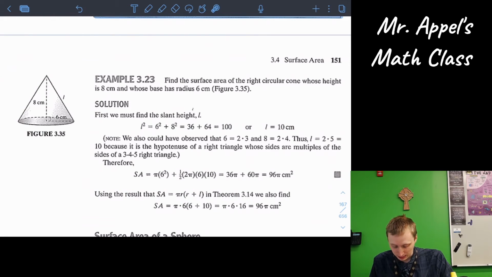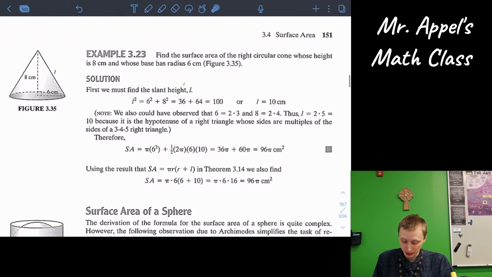which means L is 10. We could also observe that 6 is 2 times 3, 8 is 2 times 4, hey, 3 and 4. Thus, L must be 2 times 5, or 10, because it's the hypotenuse of a right triangle whose sides are multiples of the 3, 4, 5 special right triangle, a Pythagorean triple, and multiples thereof. That would save you a little bit of calculating here. So now the surface area is pi times 6 squared plus 1/2 times 2 pi times 6 times 10, for a total of 36 pi and 60 pi, 96 pi centimeters squared overall.